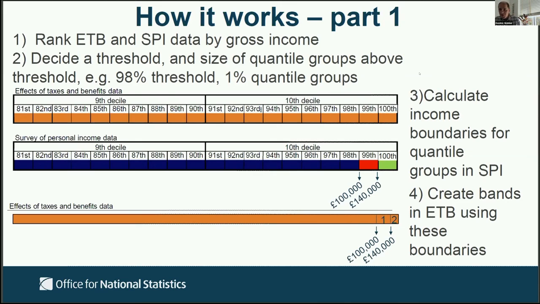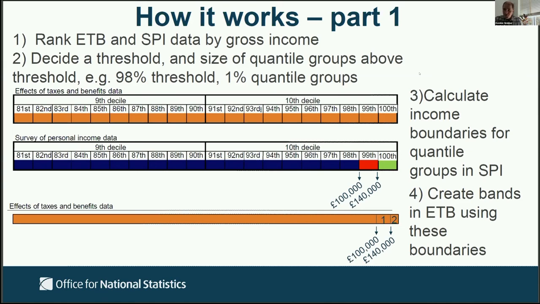And then the third step is to calculate the income boundaries for quantile groups in the SPI. So according to the SPI, and it's a made up example, to be above the 99th percentile in gross income, you'd need an income above £140,000. To be above the 98th percentile, you'd need an income greater than £100,000. And then we create bands on our ETB data using these boundaries. So then we give everyone a flag, whether they're above £140,000 and £100,000 respectively.